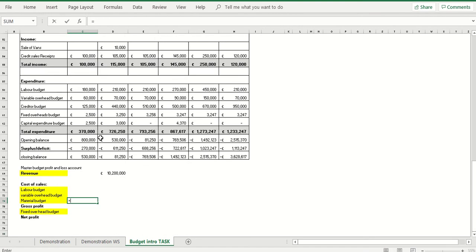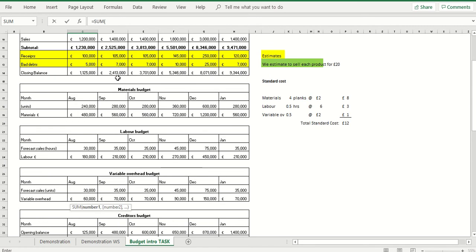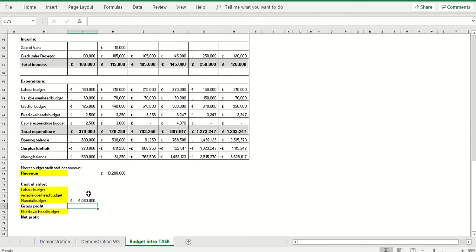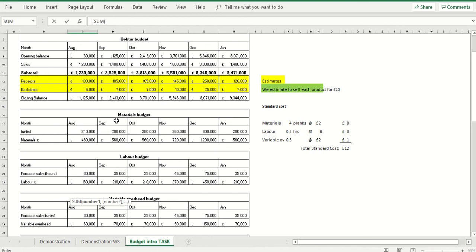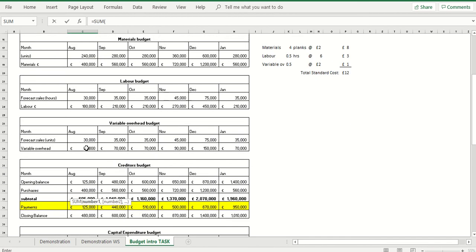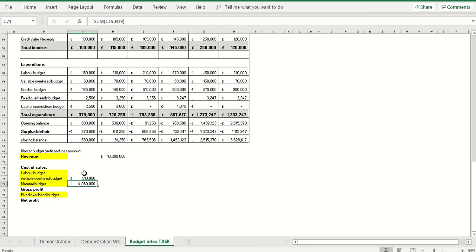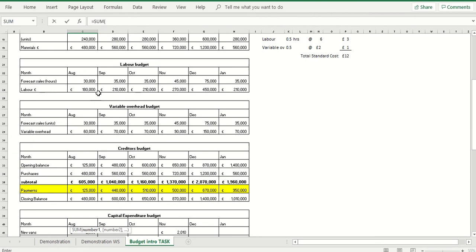So that is equal to a sum of all of the materials. We're just going to add up all of the materials. That's what we're going to get down here. Our variable overhead again is equal to, I'm just going to do a sum. I'm just going to add them up. And labor budget again equal to, I'm just going to do another sum. We're going to add up our total labor for the 6 months.